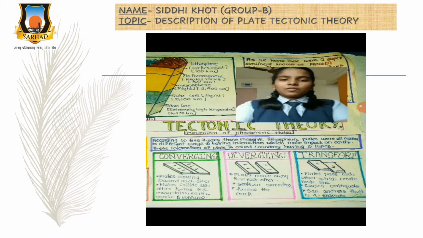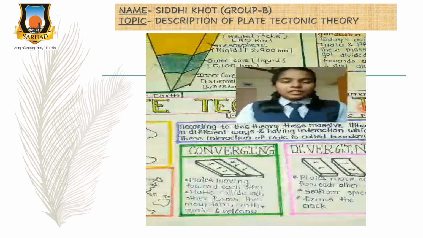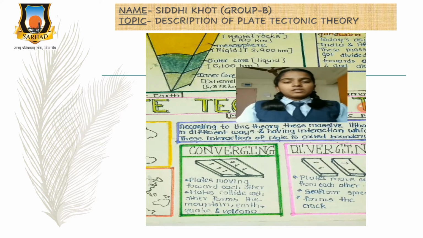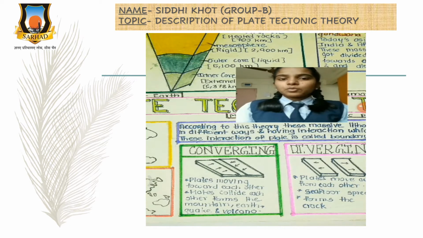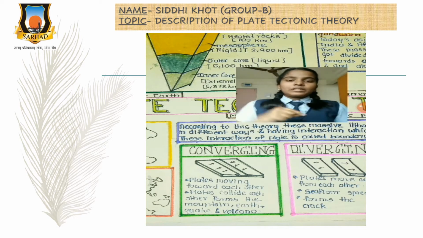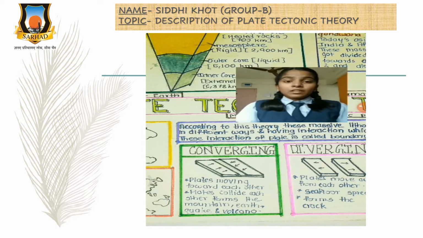So let's see what the converging boundary is. In the converging boundary, the plates move toward each other, approximately 1 to 2 centimeters per year. They move so slowly, and at one time they collide with each other. While colliding, the heavier plate goes down and the lighter plate stays up. The heavy plate goes down, breaks, and becomes molten magma.